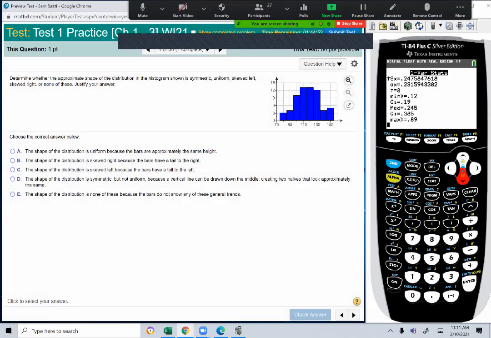All right. Determine whether the approximate shape of the distribution shown is symmetric, uniform, skewed left, skewed right, or none of these. What do you guys think? I think it's D. D. It's symmetric? Yeah, it looks symmetric here. It's not uniform, yeah.